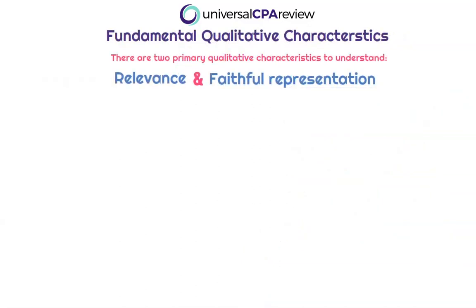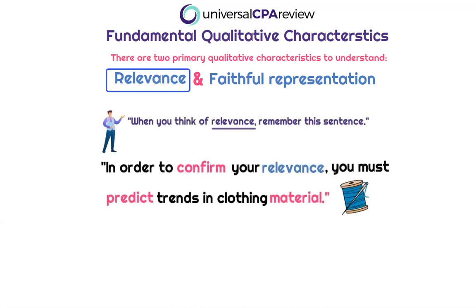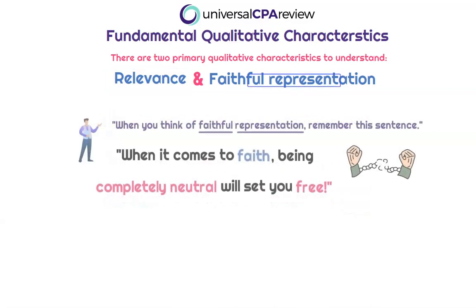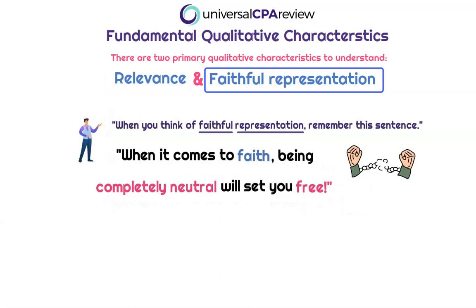All right, so bottom line is we got to know the two fundamental qualitative characteristics. We got to know the grammar. Before we can run, we must be able to walk. So we got to know relevance and faithful representation. When it comes to relevance, we got to know predictive value, confirmatory value, and materiality. Once again, in order to confirm your relevance, you must predict trends in clothing material. When it comes to faithful representation, we want to know completeness, neutrality, and freedom from error. When it comes to faith, being completely neutral will set you free.